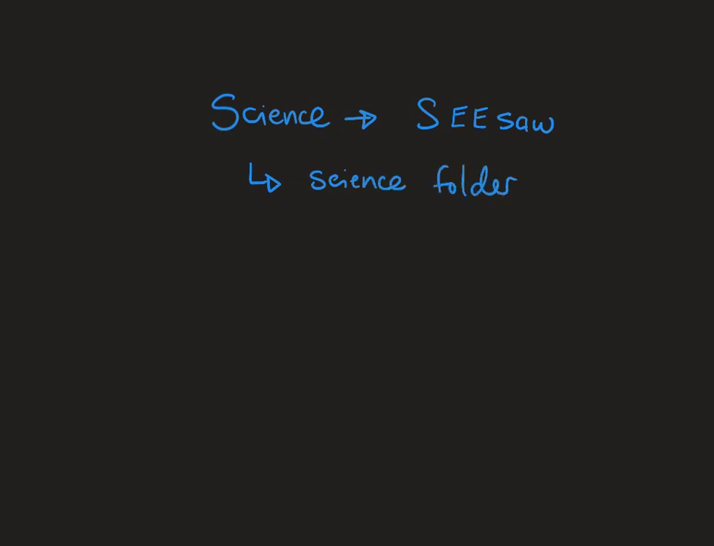Okay, so you go to Seesaw, you go to the science folder in Seesaw, and there's going to be a little icon that looks like a little world under things that you've posted, and you're going to click on that to add to the class blog on Seesaw.